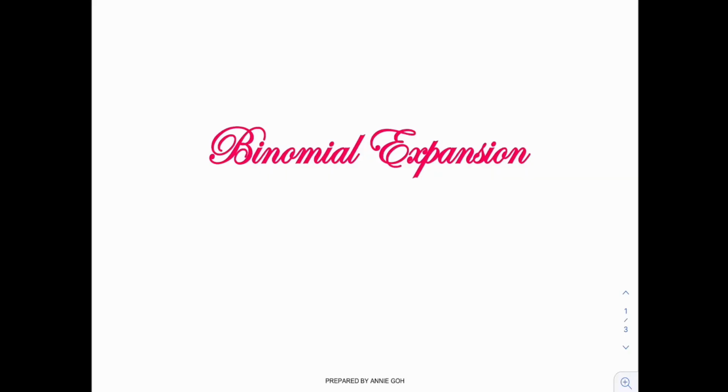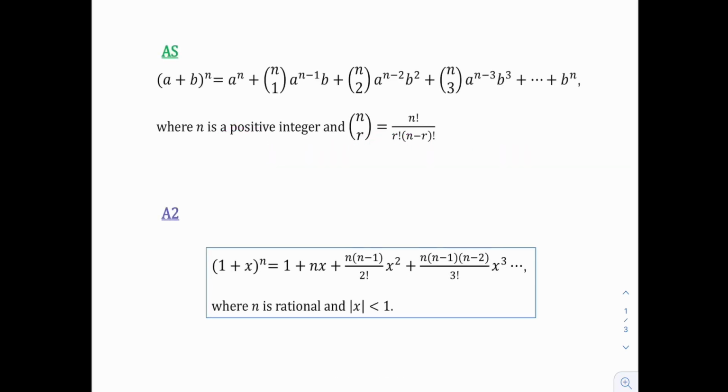Hi, today's lesson is about another subtopic of the first chapter, Algebra, binomial expansion. Let's have a look at the formula given. The formulas given here are provided in the formula list during the exam. The one above here is the AS formula. The one at the bottom here is the A2 formula.